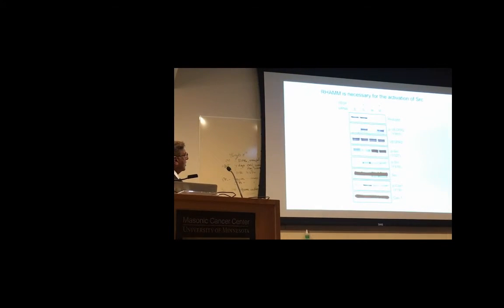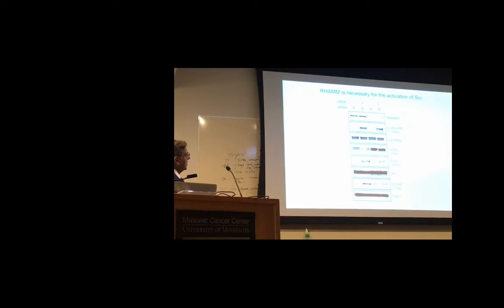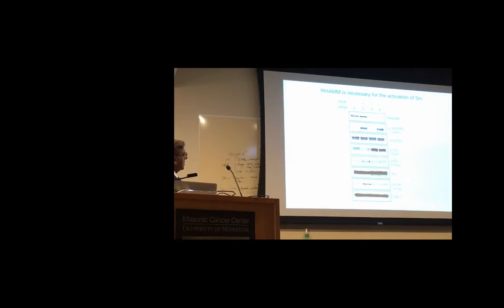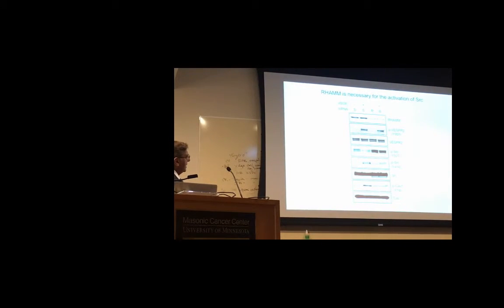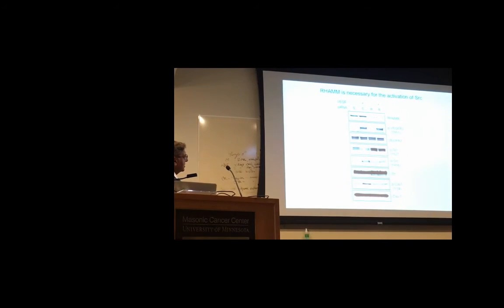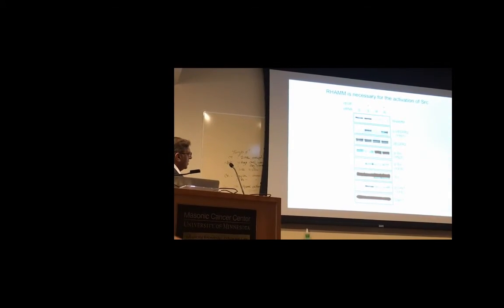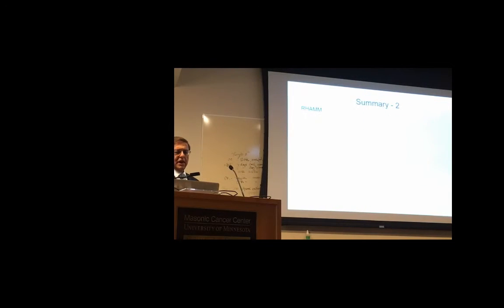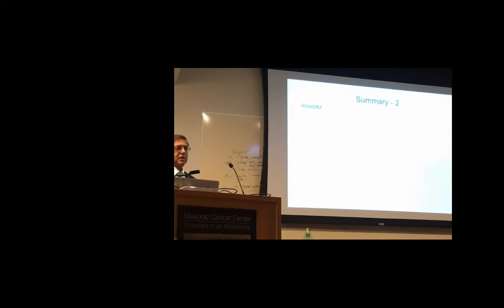So no effect on VEGF-R2. You get decreased 527 and increased 416. When you knock down RHAMM, you now have hyperphosphorylation of 527 and no activation of 416. To note, phosphorylation of caveolin is downstream of this, so RHAMM is actually controlling the activation of Src.